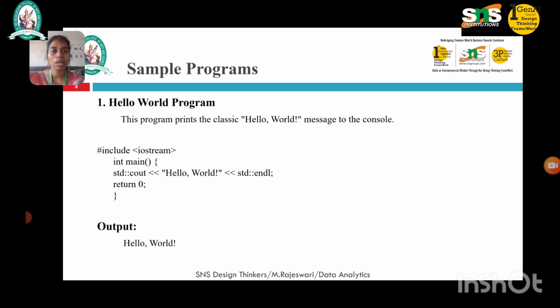We write std double colon cout, followed by the less than symbol, for displaying a message. Whatever we give inside the double quotation marks will be displayed as it is. Then we write std double colon endl. Finally we return the value 0. The output of this program is hello world, which we gave within the cout statement. Through this cout statement we are displaying the output. Like this, we have to write a simple C++ program.